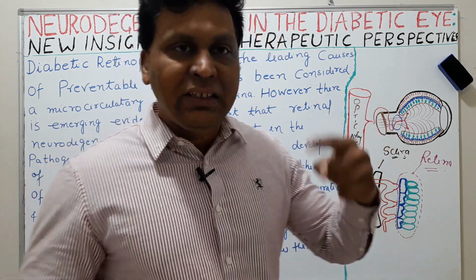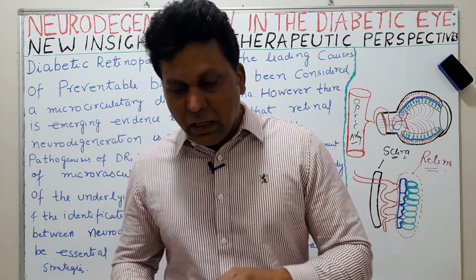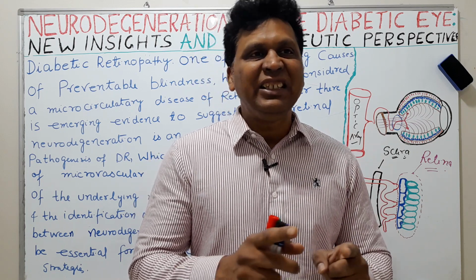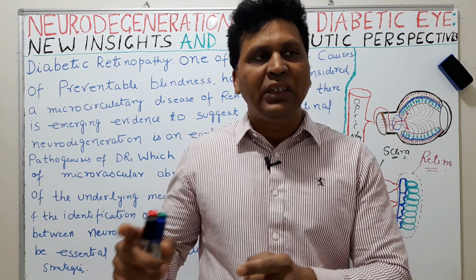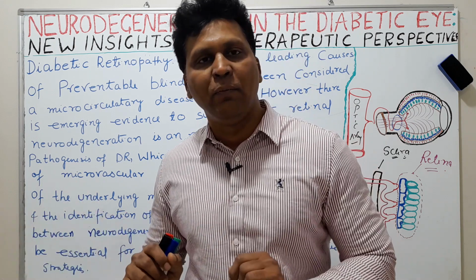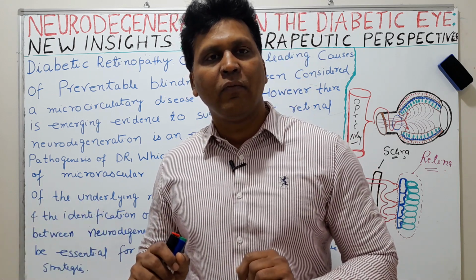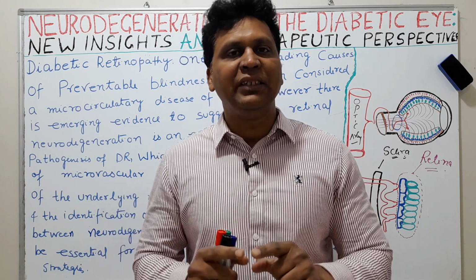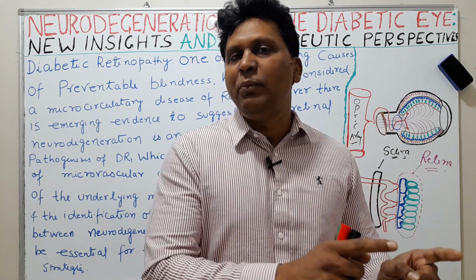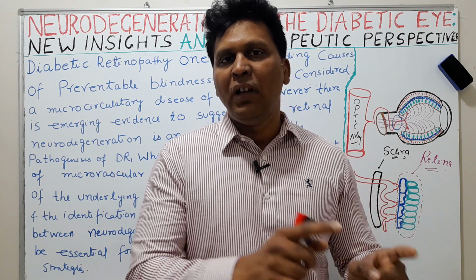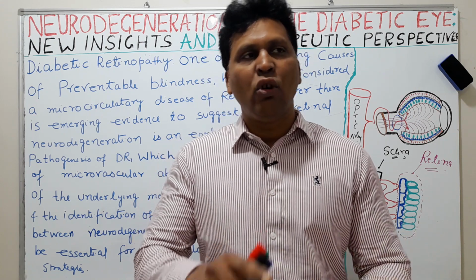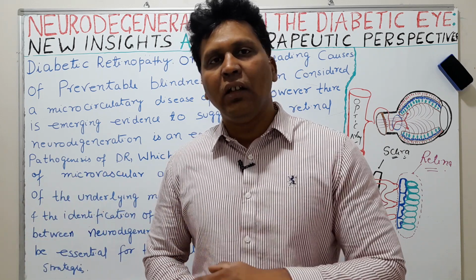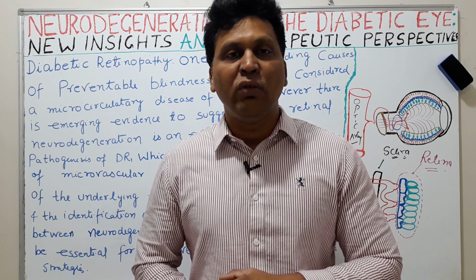So basically this article is telling that there is a problem in the retina, and after that this problem plays a role in the development of blood vessel problems. But sometimes a few articles tell that the first problem is the blood vessel problem, and then this problem can cause another problem, and that is retinal neurodegeneration.